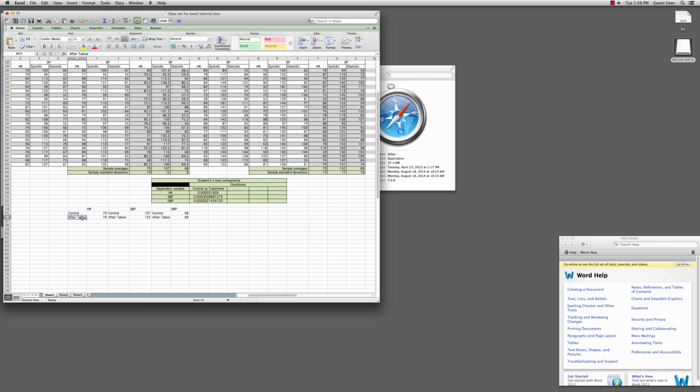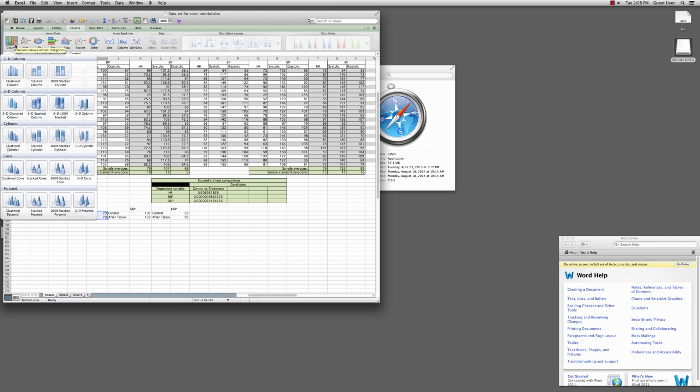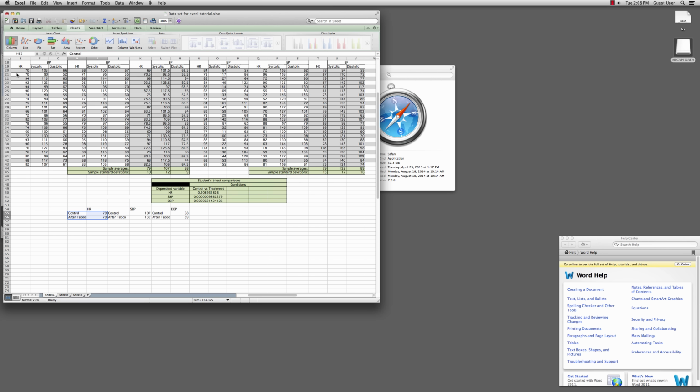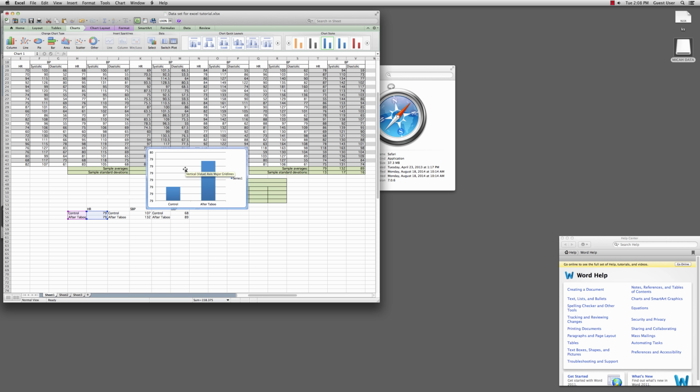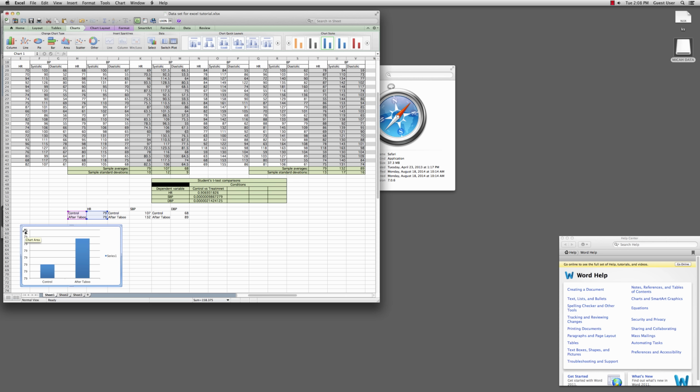Alright, here's what you need for your graphs. Highlight those 4. Go to Insert, Chart. I happen to be a column fan, but if you really like lines, it's probably fine. There we go. Here is our graph for heart rate. 80, 79, 79, 79, 79, 79, 79, 79. Oh, that's weird. Series 1, that's weird.